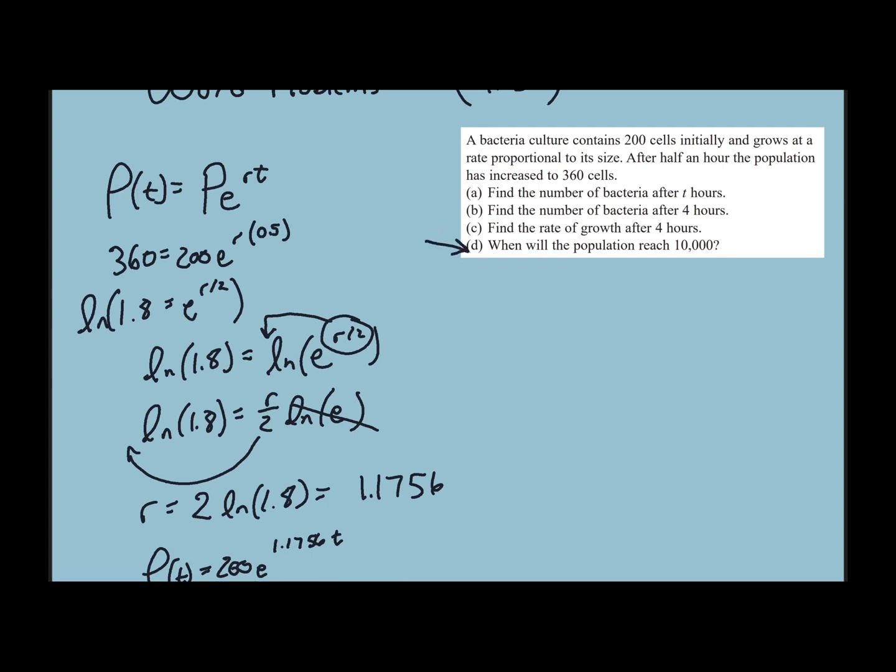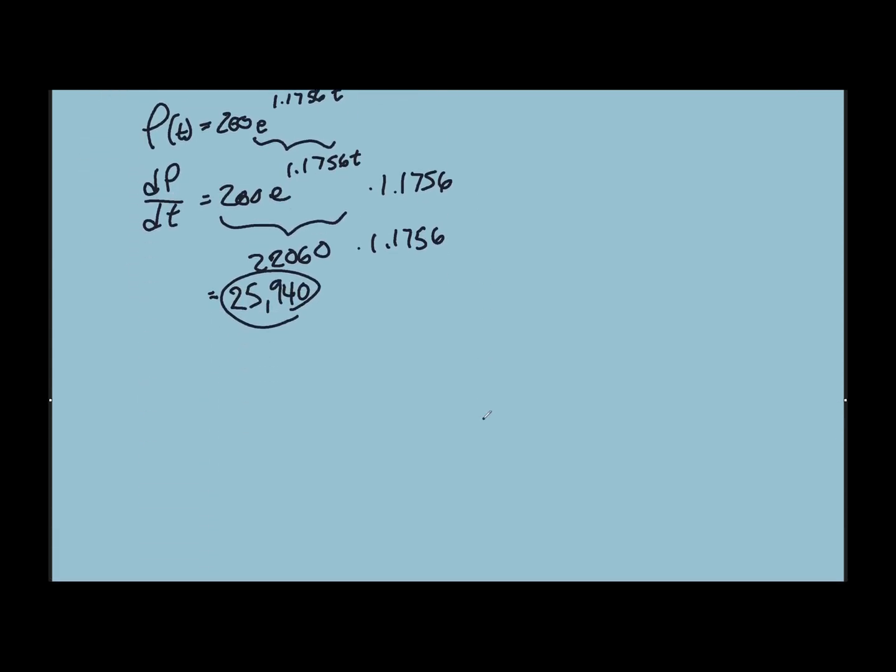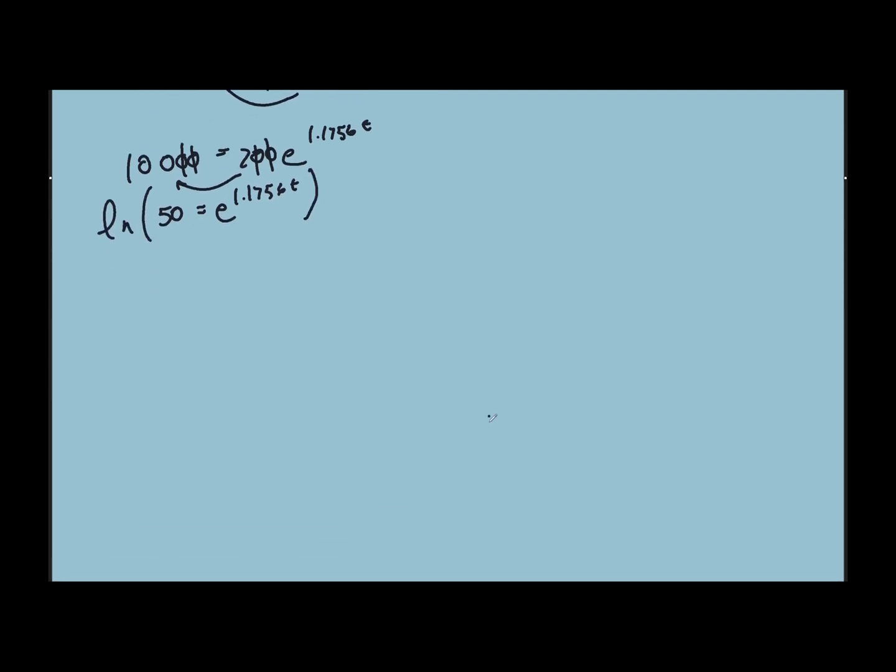When will the population reach 10,000? So what value is that? That's this here, this P of t. So we'll say 10,000 equals 200 e to the 1.1756 t. Divide by the 200, cross those zeros off. What's 100 divided by 2 is 50, equals e to the 1.1756 t. And again, in the exponent is the variable, so we natural log both sides like this.